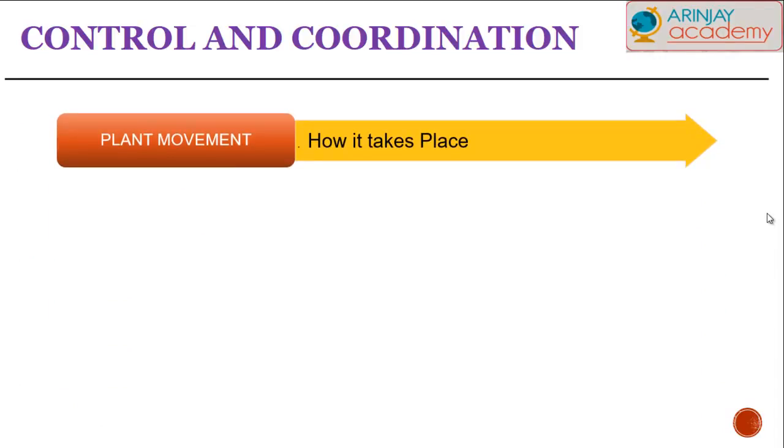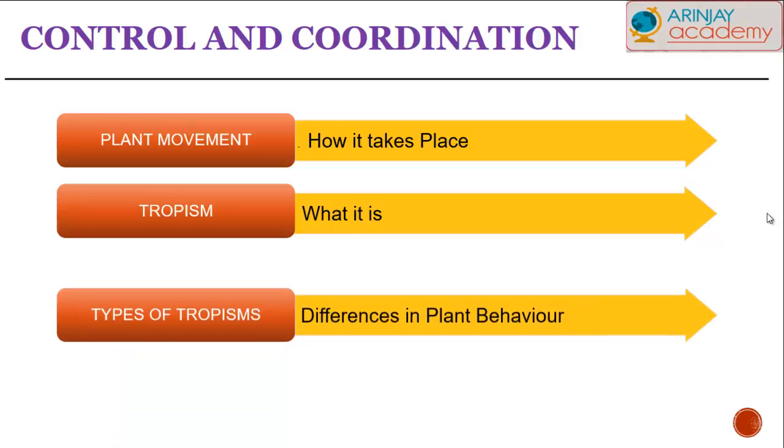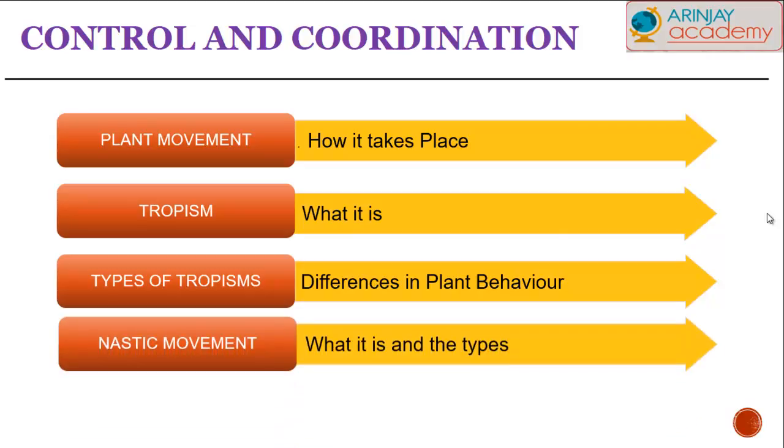Let's have a look at the various topics we intend to look at. Plant movement, how it takes place. We will be looking at what we refer to as tropism. What is tropism? What kind of tropisms are there? How do they take place? Why are they important? And of course, what do we mean by nastic movement within plants and how or why it takes place?